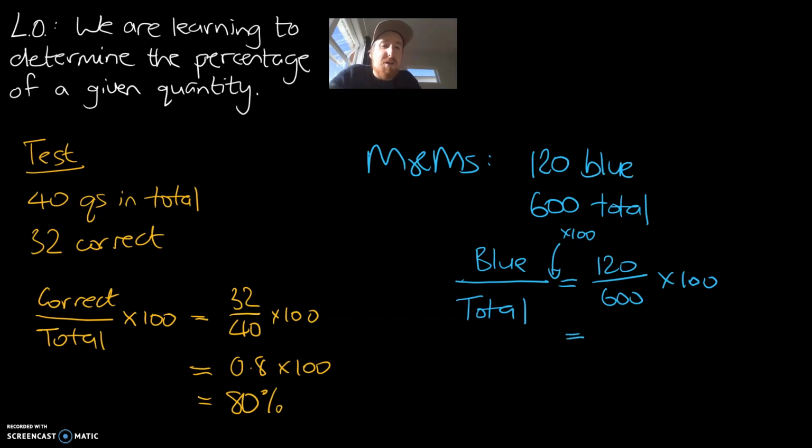Once we've done that, we can then use our calculator to figure that out. If you put 120 divided by 600 in your calculator, that would get us to 0.2. We're then going to times that 0.2 by 100 to convert it from a decimal, which we have, to a percentage, and that would give us 20%.